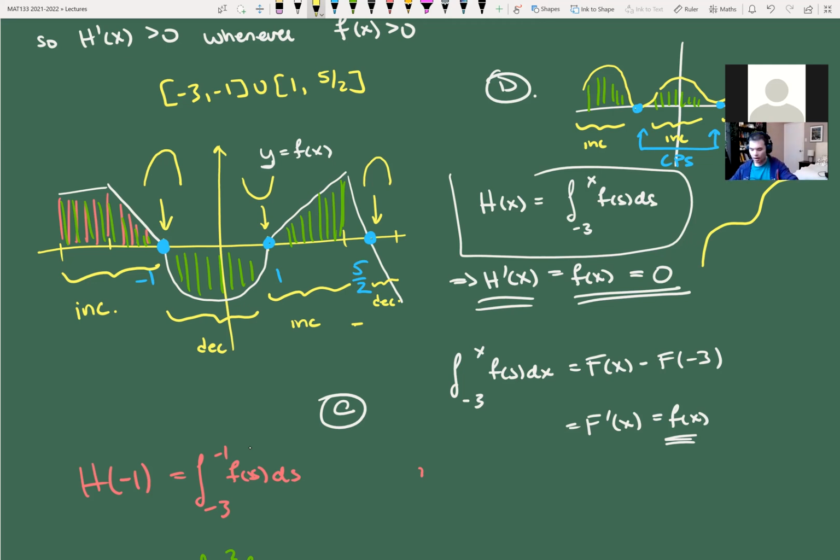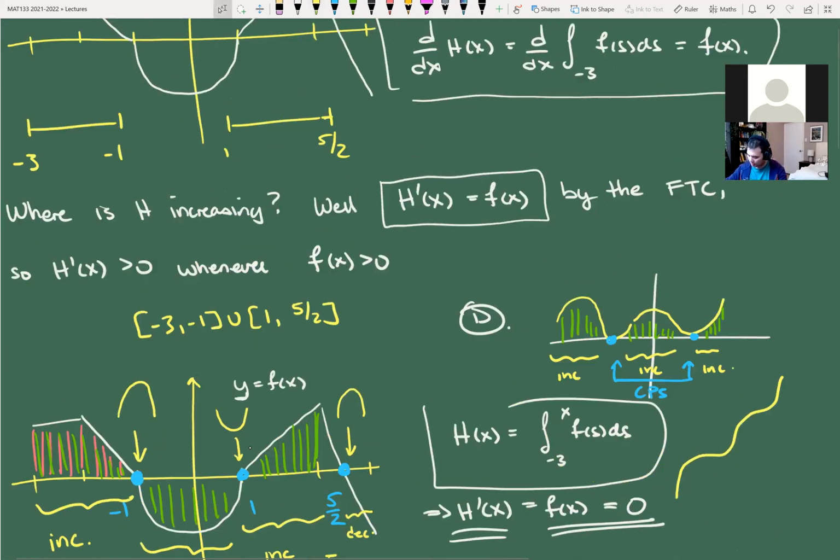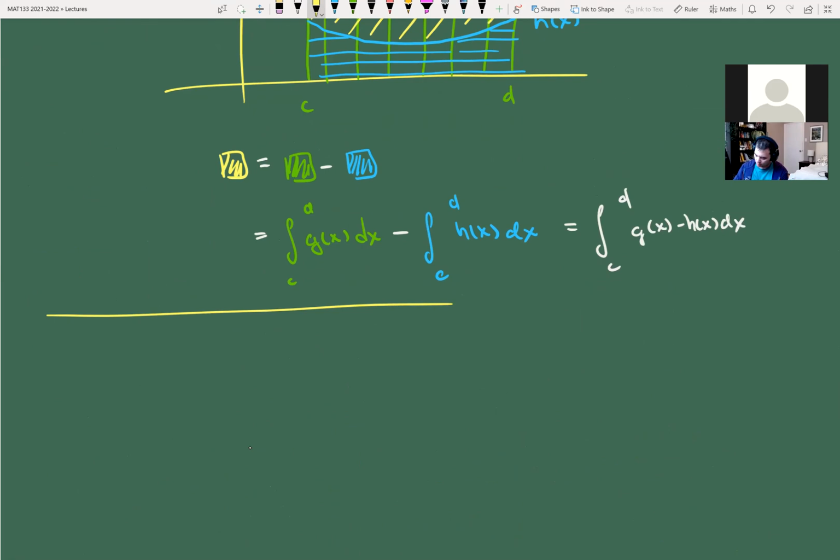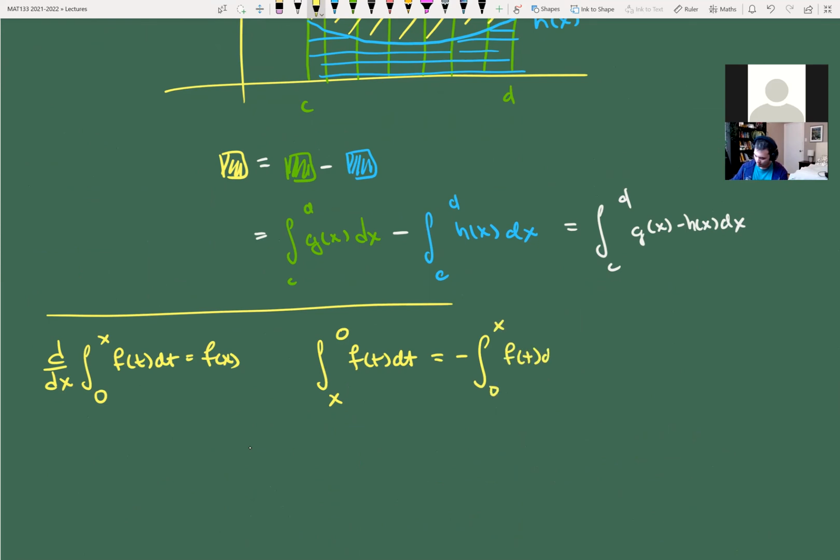Okay, cool. And then I was reminded that I actually didn't explain to anyone about the FTC and what happens if the x is on the bottom. So for the FTC, remember the derivative from 0 to x of f of t dt is f of x. And so the question is, well, what happens if the x is on the bottom? Well, remember that you can flip these by throwing a minus sign in front. So this was something I promised I would talk about way back, and I forgot.